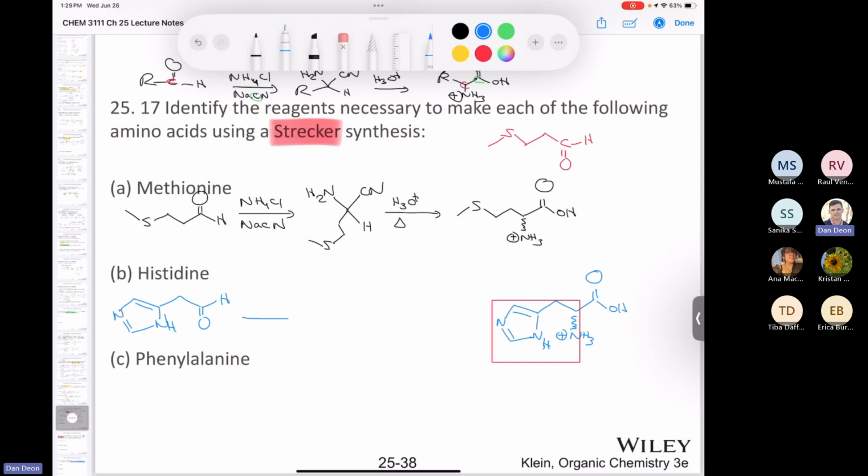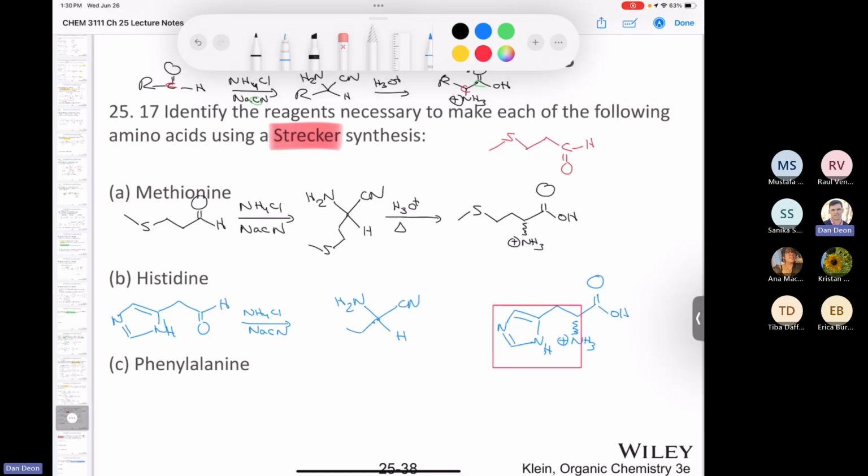So now we're going to treat it with ammonium chloride and sodium cyanide. We're going to end up with the alpha amino nitrile. So we put our amino group, our nitrile group, our hydrogen, and again, that comes from our carboxyl group. Then we have CH2, and then we have our imidazole ring.